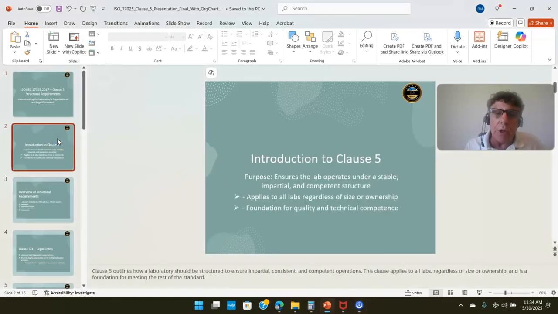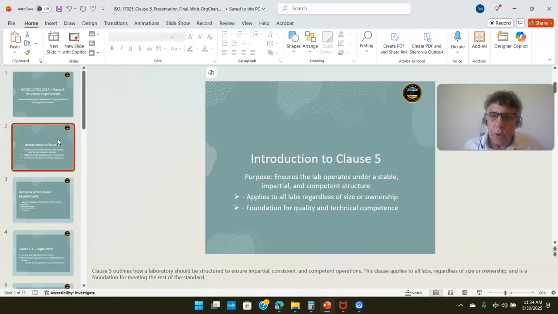As an introduction to Clause 5, the purpose really is to ensure that the lab operates under a stable, impartial, and competent structure. Clause 5 actually outlines how a laboratory should be structured to ensure impartiality, consistency, and competent operations. And this clause applies to all labs, regardless of size or ownership or how many people are in the lab.